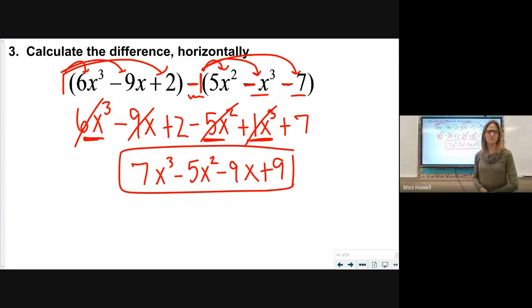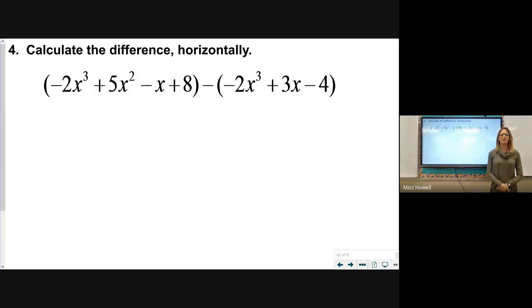All right, let's try one last one. We want to get our final difference here, which is just a fancy way of saying do subtraction. And we want to use our horizontal method. That is the same as if the directions just simply said simplify. So we want to distribute and combine like terms.